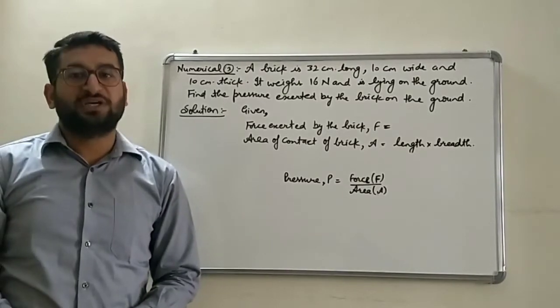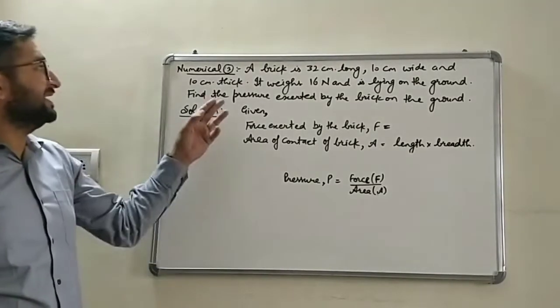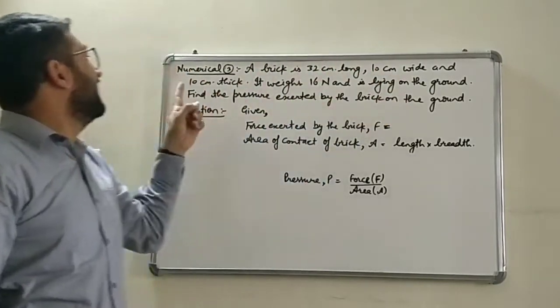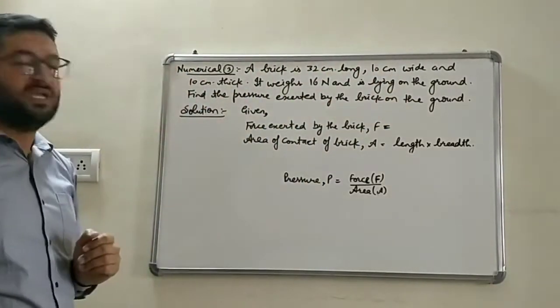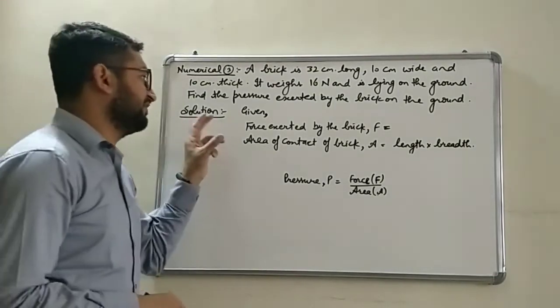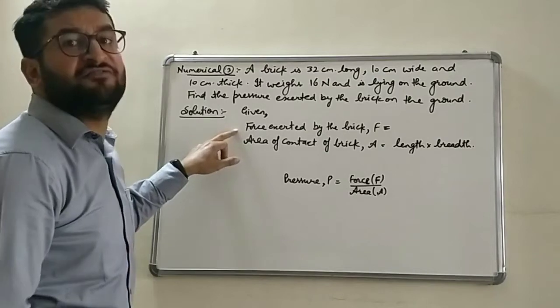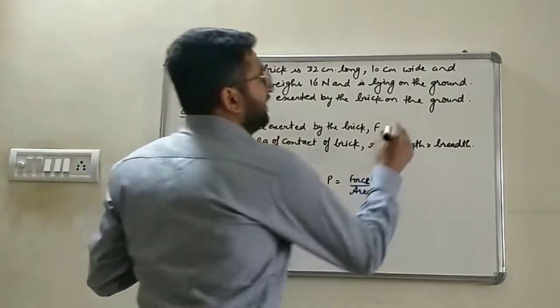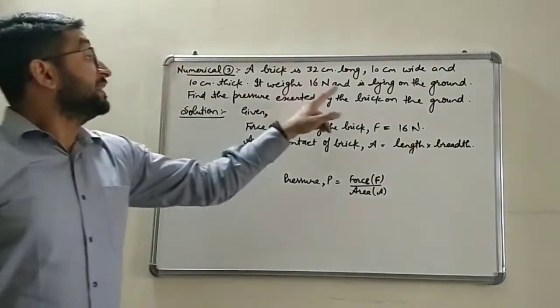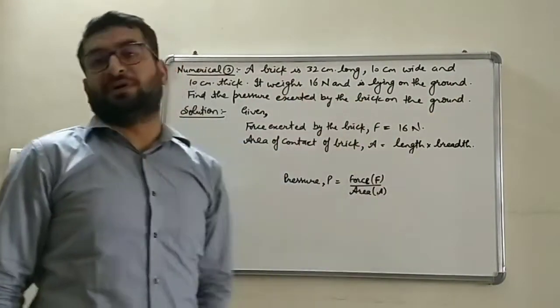Now we proceed with the numerical, and that says a brick is 32 centimeter long, 10 centimeter wide, and 10 centimeter thick. It weighs 16 Newton. So what we got from that line is the force of the weight of the brick is 16 Newton. The brick is lying on the ground.